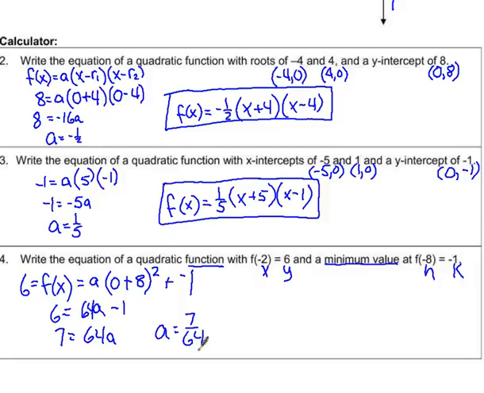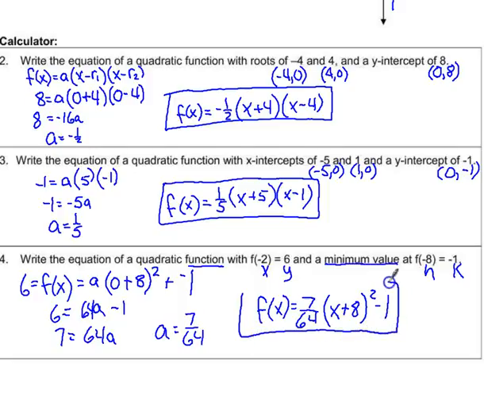So plugging the information into the quadratic function equation, we get f of x is equal to 7 over 64 times x plus 8, quantity squared, minus 1. There is our answer for problem number 4.